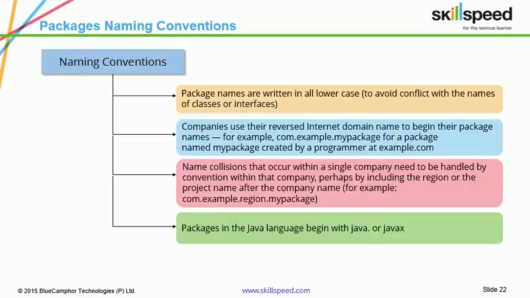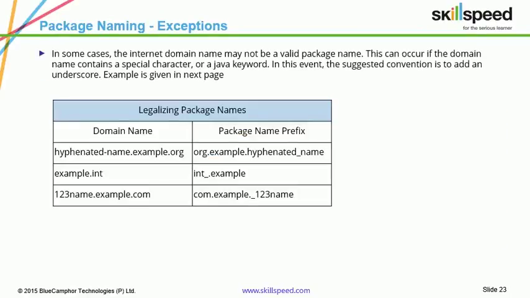We may have a few exceptions in all cases, and in practicality we will definitely encounter exceptions in companies while naming things. So in some cases the internet domain name may not be a valid package name. This can occur if the domain name contains a special character or a Java keyword. In this event, the suggested convention is to add an underscore, which is represented in the matrix given below. How to legalize the package names.